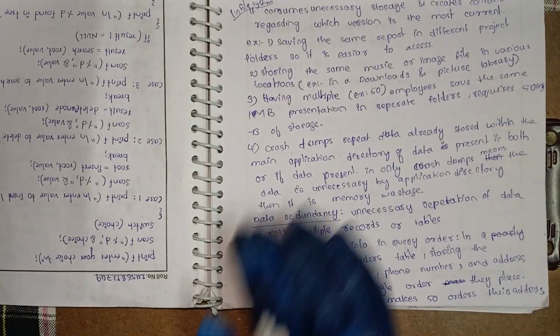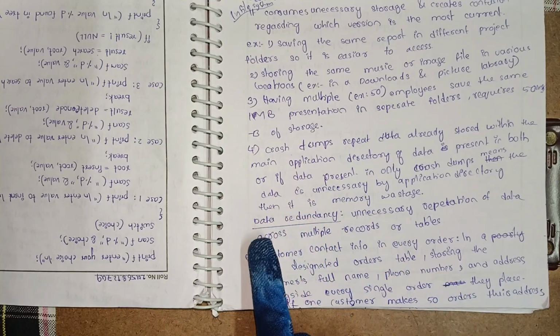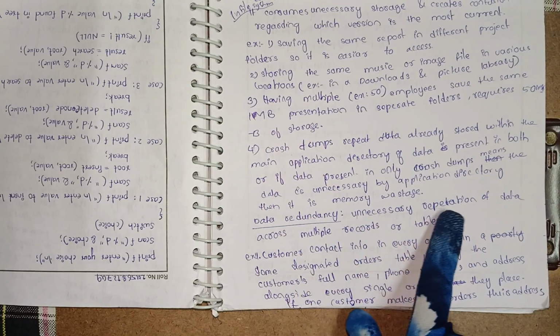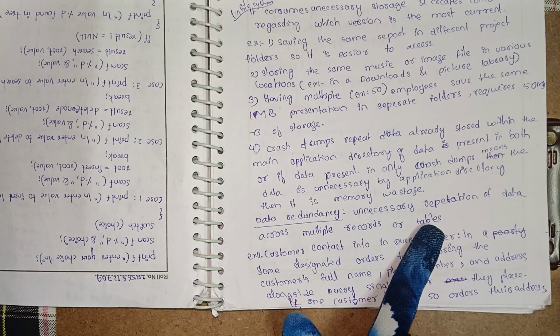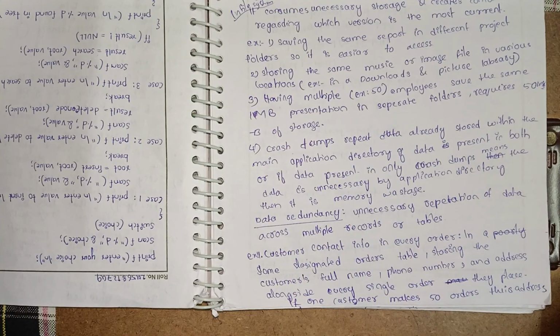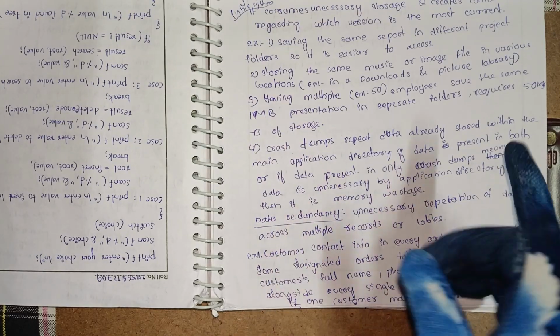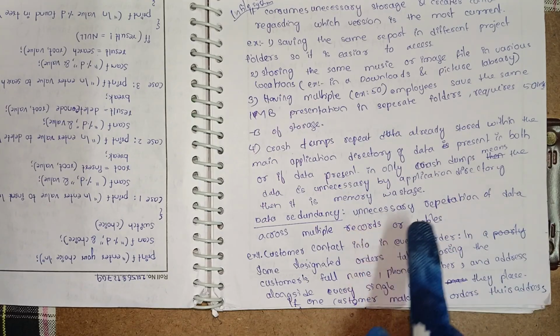So these are some examples of redundant data in the file system. And in DBMS, the definition is unnecessary repetition of data across multiple records or tables. We already know that in DBMS the data is stored in table format, so we see unnecessary repetition of data across multiple records or tables.